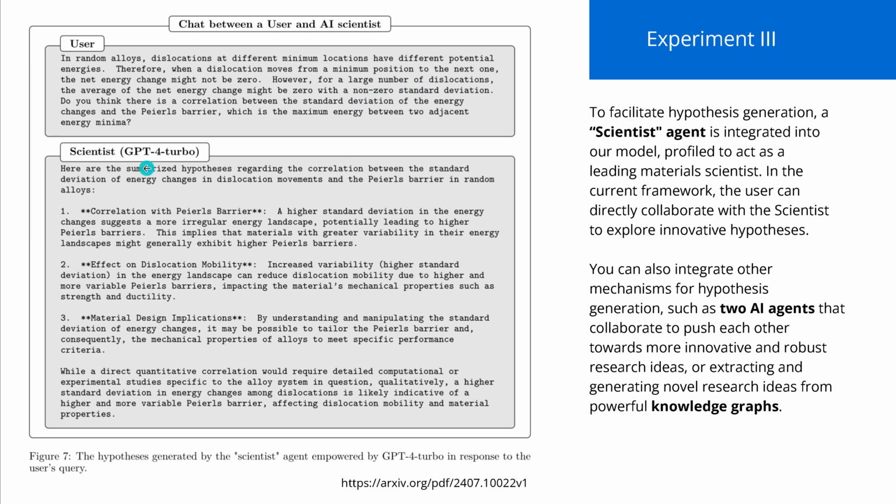And then the scientist, and here, of course, we have GPT-4 Turbo again for the most complex analysis, says, look, this could be, or maybe this is, or this could be an implementation. So you see, we have here kind of a simulation of a human conversation of two experts on this system. So to facilitate the hypothesis generation, a scientist agent is now integrated in the model. Yes, integrate. You have multiple agents.